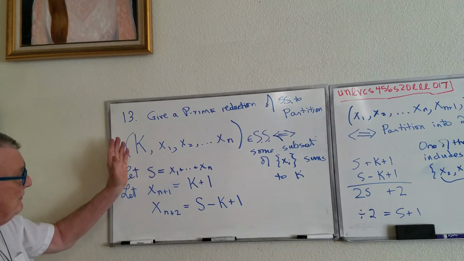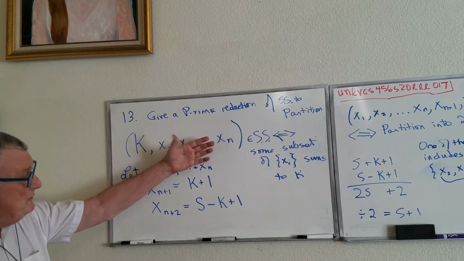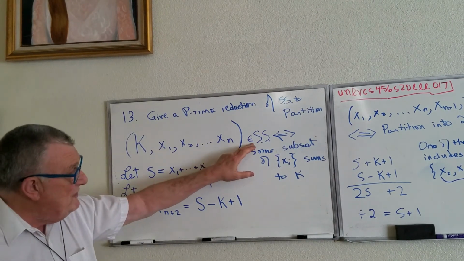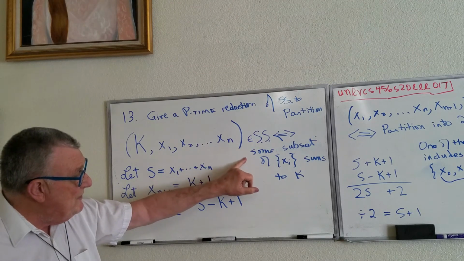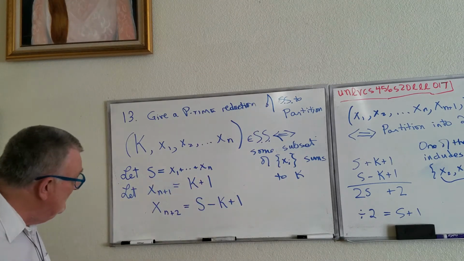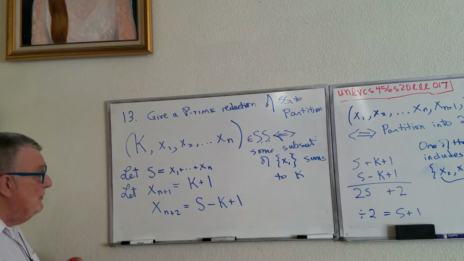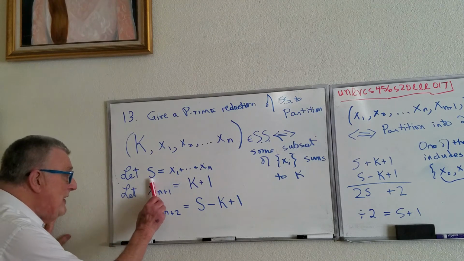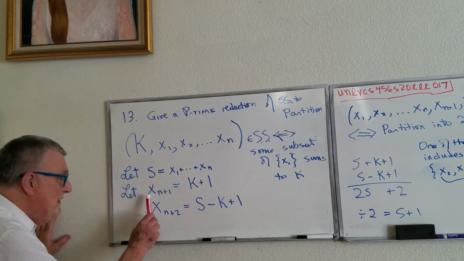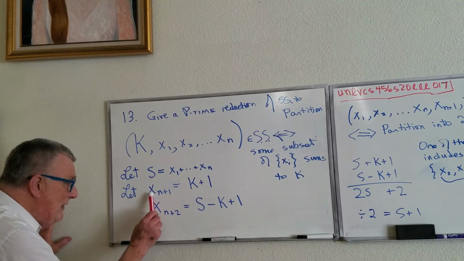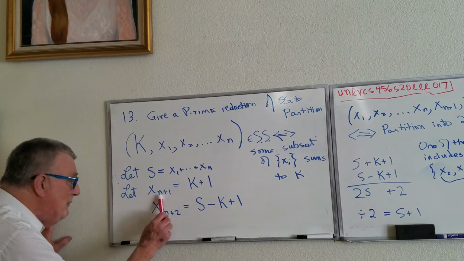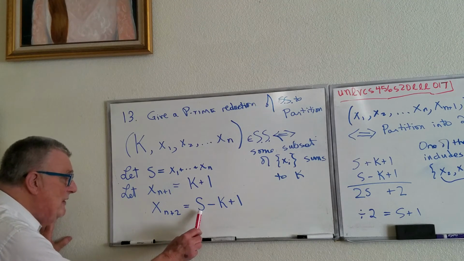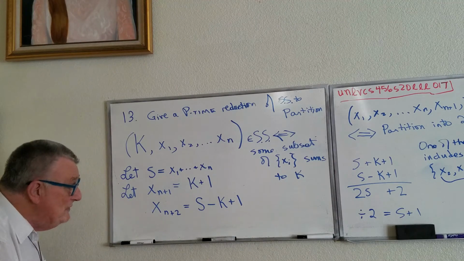All right, let's suppose that we have an instance of the subset sum problem. We'll say it's in the subset sum language if there's a subset that adds up to k. Now what we're going to do is form an instance of the partition problem. Start by letting s equal the sum of all the x's, and then we'll introduce two more objects: the n plus 1th object of weight k plus 1, and the n plus 2nd object of weight s minus k plus 1.